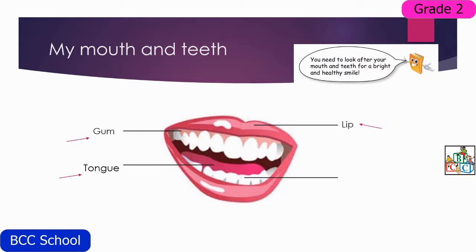Next you have tongue. Do you have a tongue? Obviously, everyone has a tongue. Yes or no? Let's spell tongue. T-O-N-G-U-E. Tongue. One more time. T-O-N-G-U-E. Tongue. And then we have the teeth.